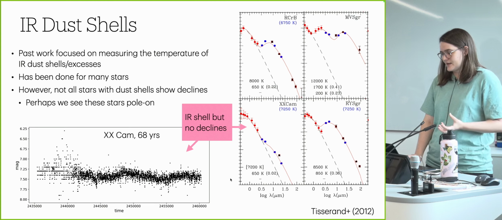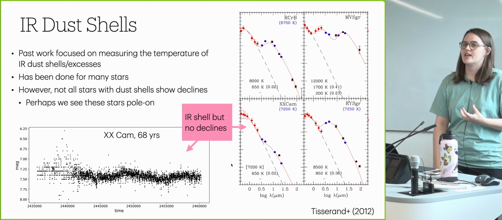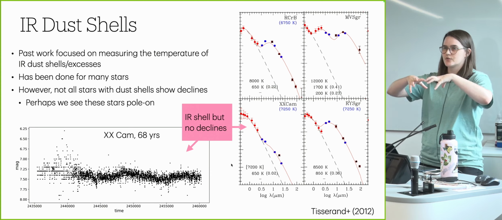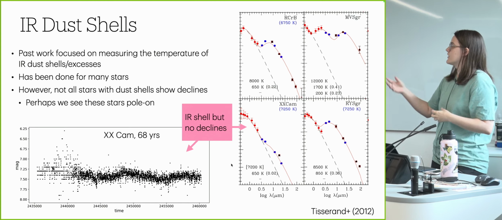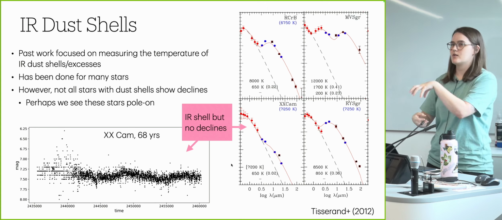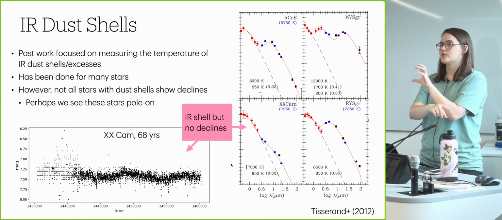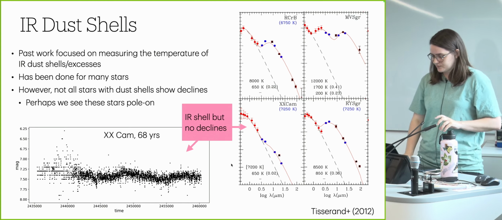So what we think is happening, at least with XX Cam, and what this kind of analysis tells us, is that the dust is probably not forming in shells or spherically. It's probably clumpy in some way. And for XX Cam in particular, we may very well be seeing the star pole-on, where the dust is forming around the equator and sort of moving away from our line of sight and not forming in front of us.